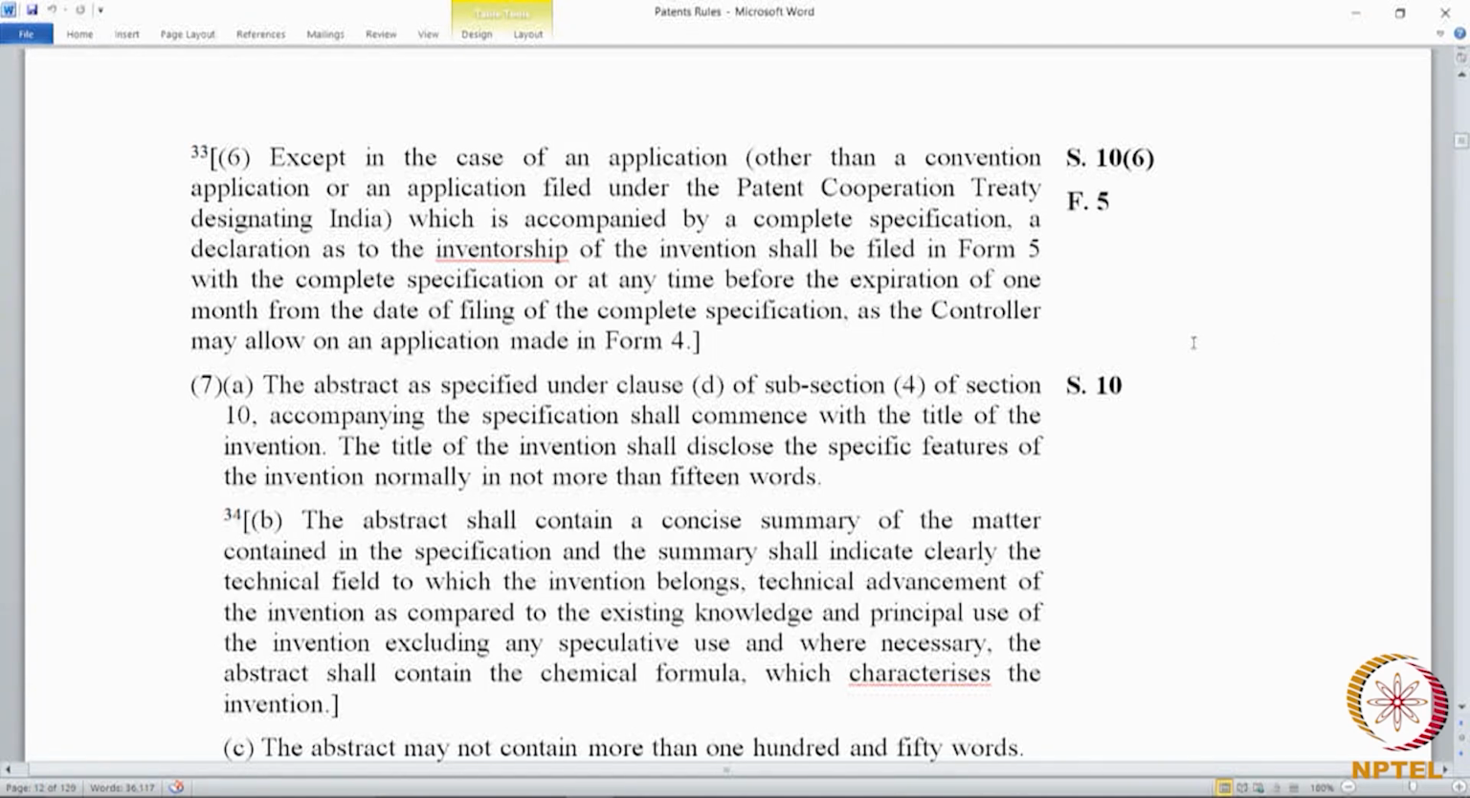Now, form 4 is a form that is used for extension of time. It is a general form, it could be used to extend the time. So, you could file the declaration of inventorship along with the complete specification, which is along with form 1 and form 2, or you could file it within 1 month from the date of filing the complete specification.